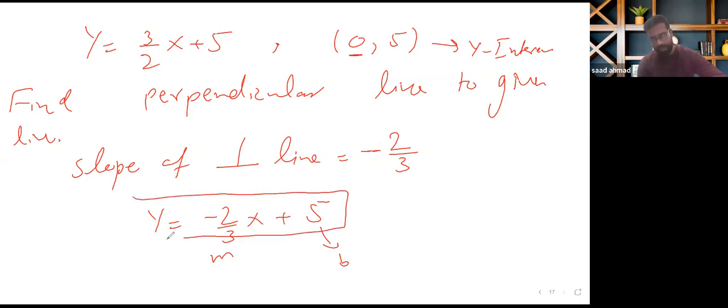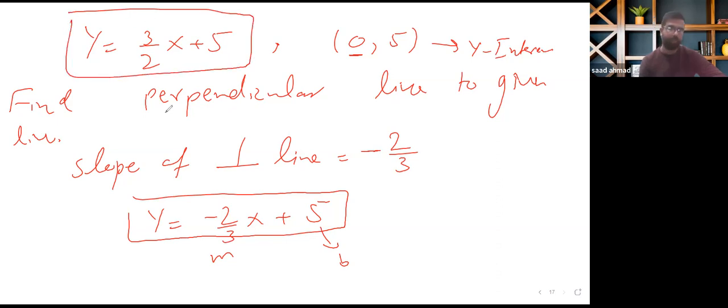This is the perpendicular line to the given line. If we draw these two lines, they will be perpendicular. The original one would be going up like this, and the perpendicular one would be going down like this. They will be crossing here at the point (0, 5), and the angle between these two will be 90 degrees. So these are the perpendicular lines.